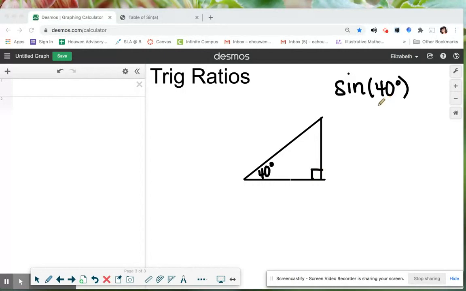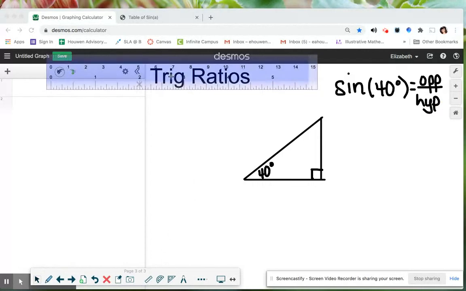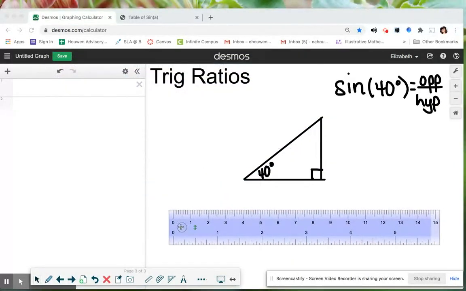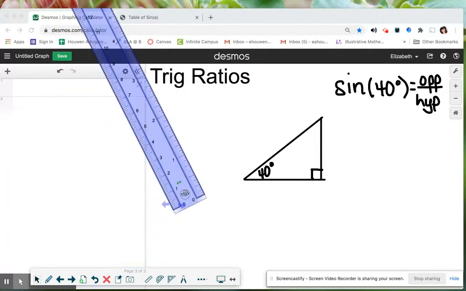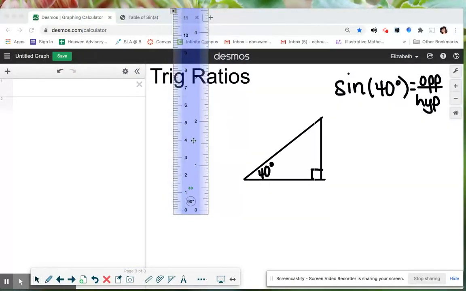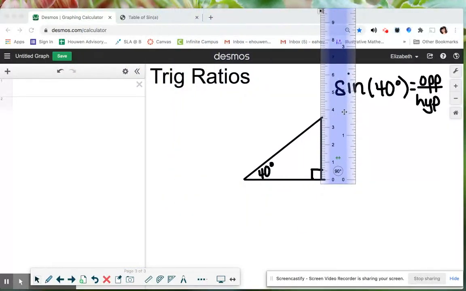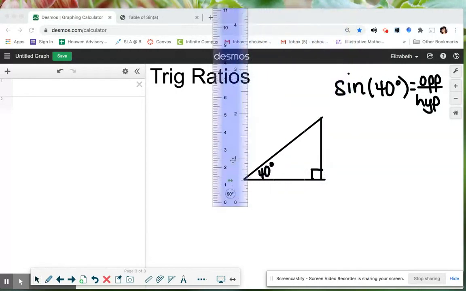And we know that the sine ratio is the opposite over the hypotenuse. So what we would do then is grab a ruler and measure first the opposite and then the hypotenuse. So to measure the opposite, I'll just put my ruler right here. You can hopefully see already that the precision here isn't perfect because these lines are a little bit thick, but we can say that this is about 3.5 centimeters.